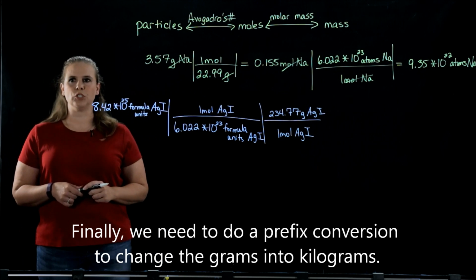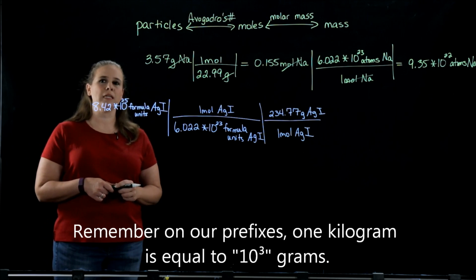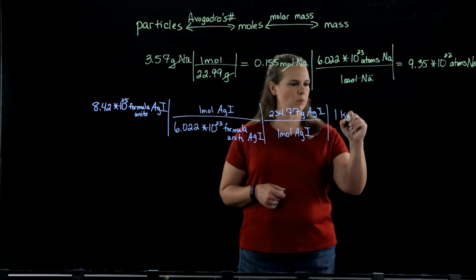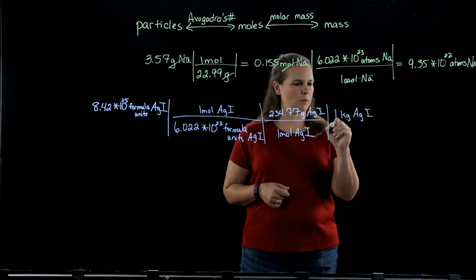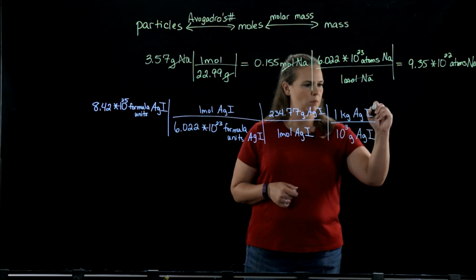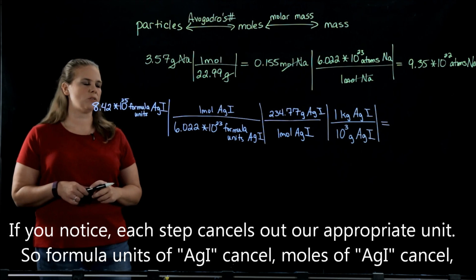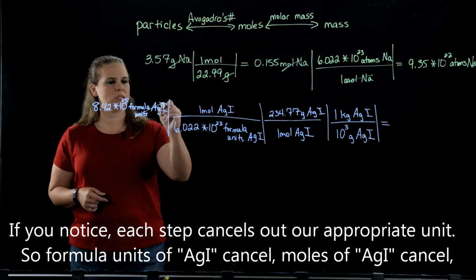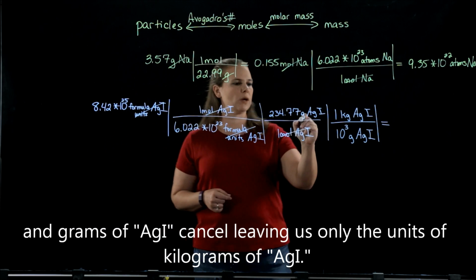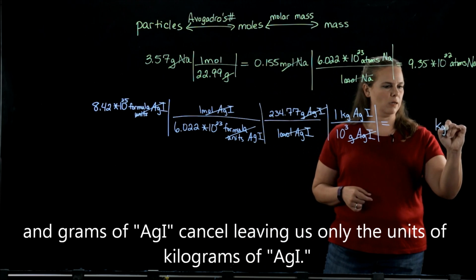Finally, we need to do a prefix conversion to change the grams into kilograms. Remember, on our prefixes, 1 kilogram is equal to 10 to the third grams. If you notice, each step cancels out our appropriate unit. So formula units of AgI cancel, moles of AgI cancel, and grams of AgI cancel, leaving us only the units of kilograms of AgI.